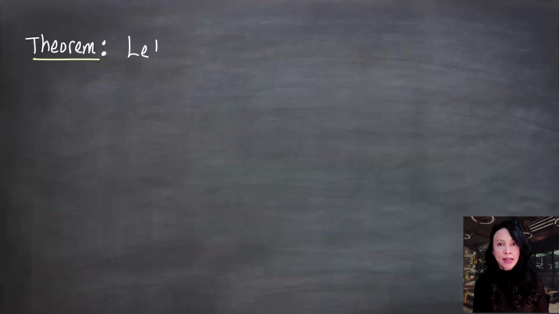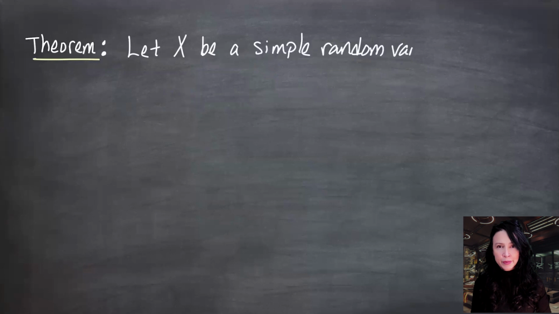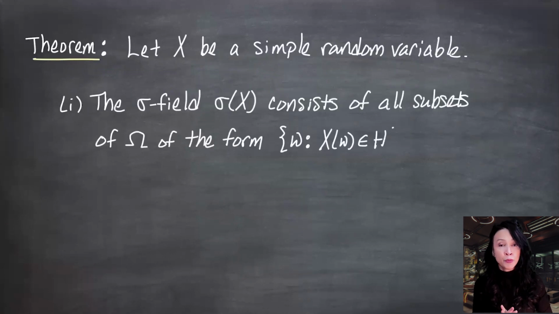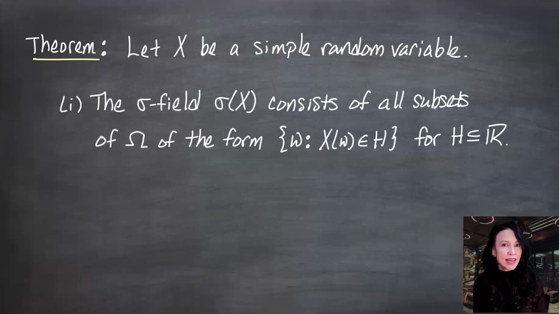Okay, so I have a theorem for you. I'm going to let X be a simple random variable. Part 1 of this theorem says that the sigma field, sigma of X, consists of all subsets of omega of the form, basically what we get when we pull back any subset in R, not necessarily Borel sets, but anything. I really like this theorem for the same reason I mentioned earlier for something else. It is characterizing what sets in sigma of X look like.